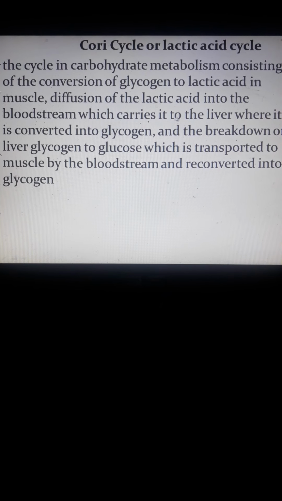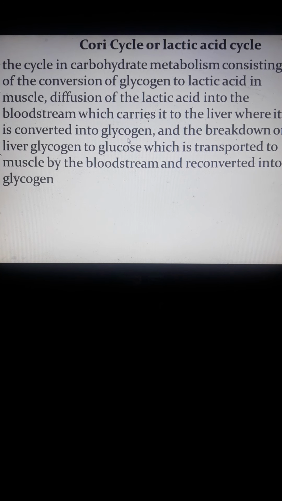Class, to continue with our discussions in the biochemistry lecture, we have here the Cori cycle and the lactic acid cycle. This cycle in carbohydrate metabolism consists of the conversion of glycogen to lactic acid in the muscles, diffusion of lactic acid into the bloodstream, which carries it to the liver where it is converted to glycogen. Okay, and a breakdown of that glycogen to glucose, which is transported to the muscles through the bloodstream and reconverted into glycogen. Meaning, the breakdown of glycogen to glucose is glycogenolysis. Okay, and then from glucose to glycogen, that is glycogenesis.